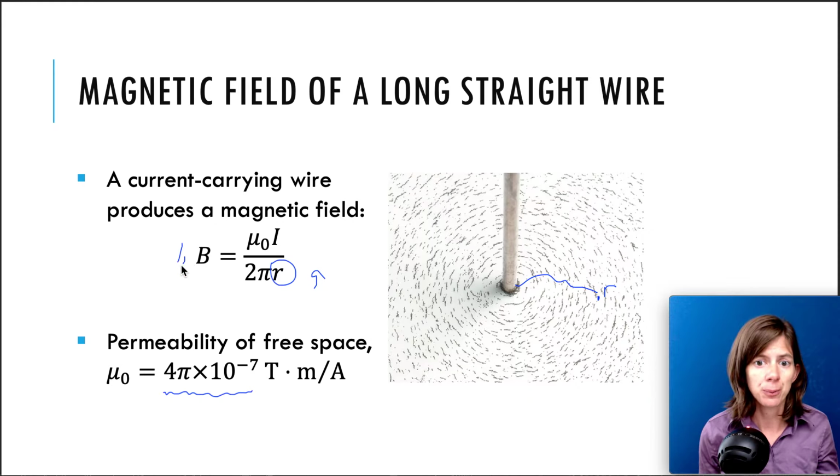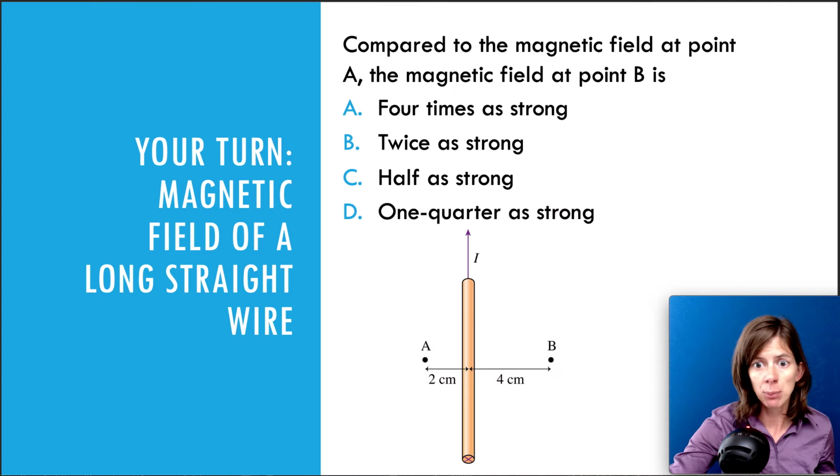So the further away that you are from the wire, the bigger the r, the smaller the field. And what we see in this picture here is the iron filings lining up in the direction of the magnetic field produced by our current in this wire here, and we can see that the magnetic field forms loops around the wire. Let's take a look at an example.